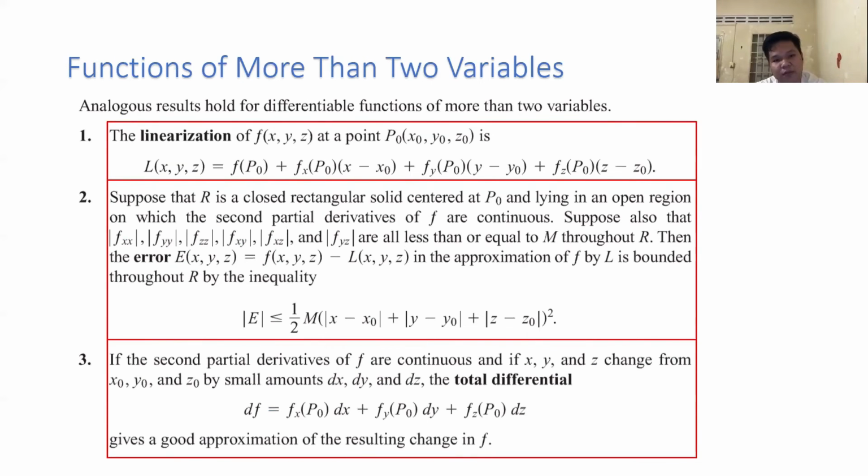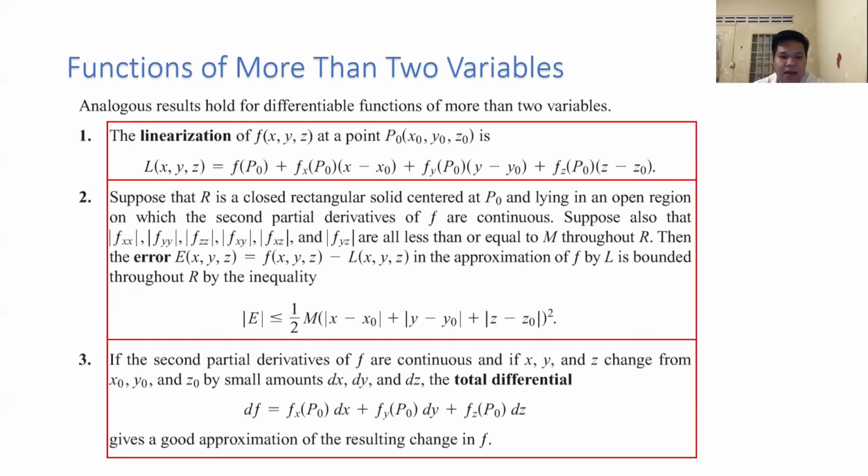The last part is functions of more than two variables. Like we see on the screen, 1. The linearization of a three variable function at point P sub 0 is L(x, y, z) equal to f at P sub 0 plus f sub x at P sub 0 multiplied by x minus x sub 0, plus f sub y at P sub 0 multiplied by y minus y sub 0, plus f sub z at P sub 0 multiplied by z minus z sub 0.